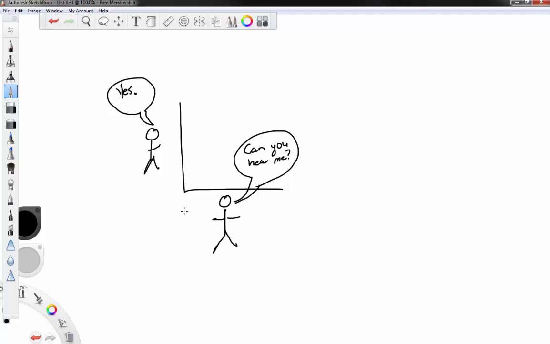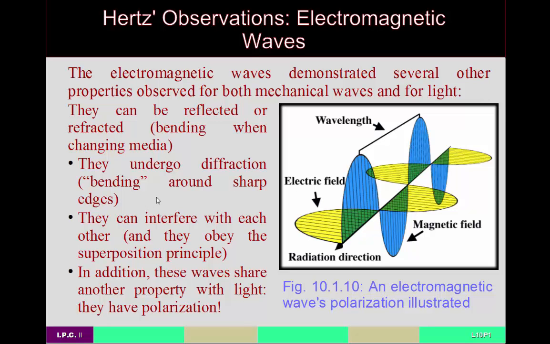But thanks to diffraction, even though you're speaking here and there's a corner in the way, this person can actually hear you, and it's not just because sound waves pass through the medium in the building, it's because they are in fact diffracting around this edge. Electromagnetic waves also are able to interfere with each other, just like a mechanical wave and just like light.